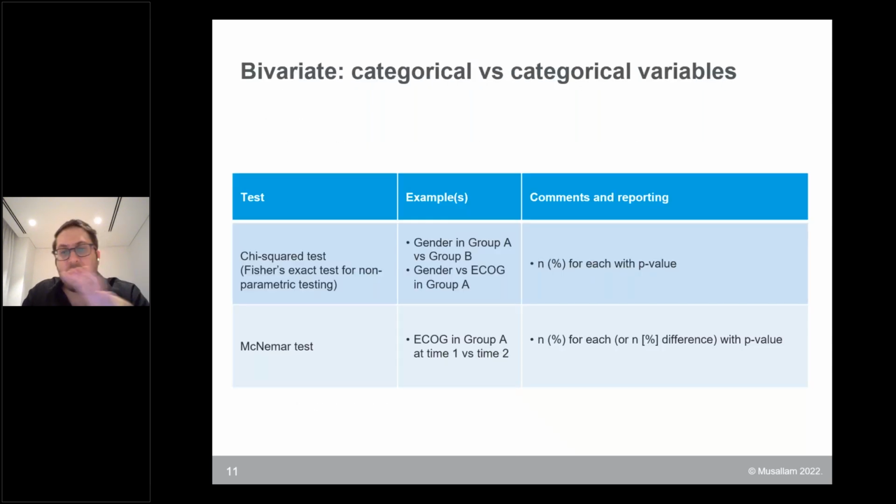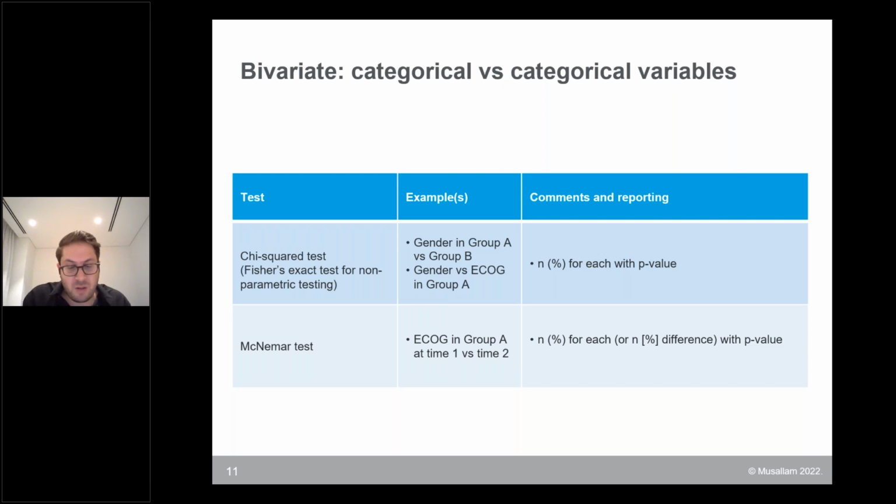And the last analogy for those is comparing categorical variables, and the famous one is the chi-square test, which is looking at, for example, the percentage of males in group A versus the percentage of males in group B, or the percentage of a certain characteristic of a patient in group A versus group B. So you're having your typical 2x2 table. That's where you use the chi-square test, and you report n%.